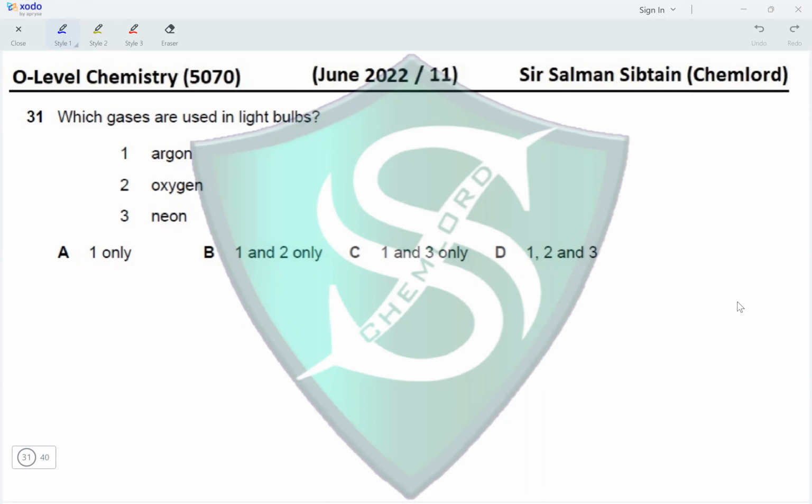Which gases are used in light bulbs? Light bulbs have inert gases present in them. So one, argon, yes, it's a noble gas. Oxygen is a reactive gas, so no. Neon again is a noble gas, so yes. So this makes choices 1 and 3 correct, which results in option C being the correct option for this question.